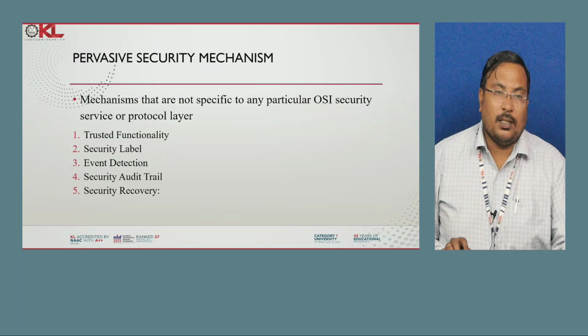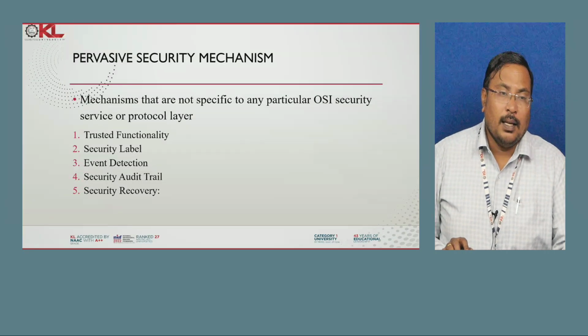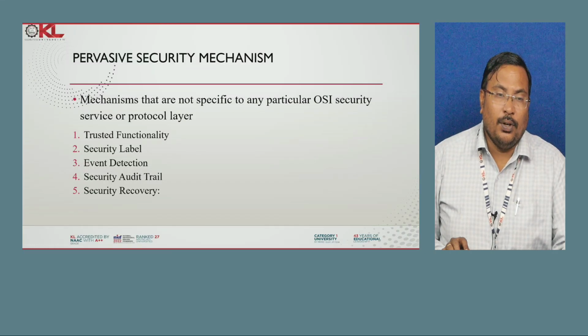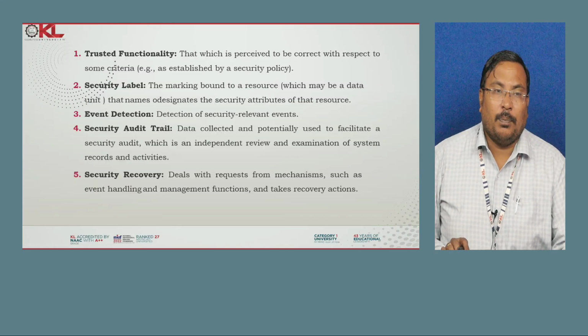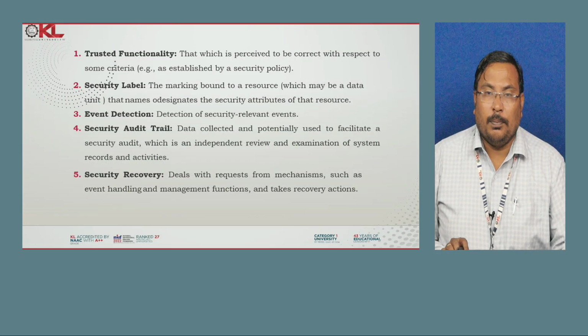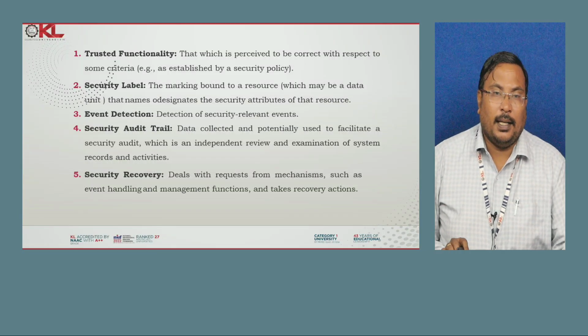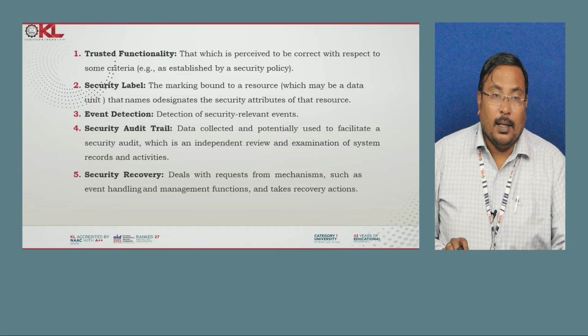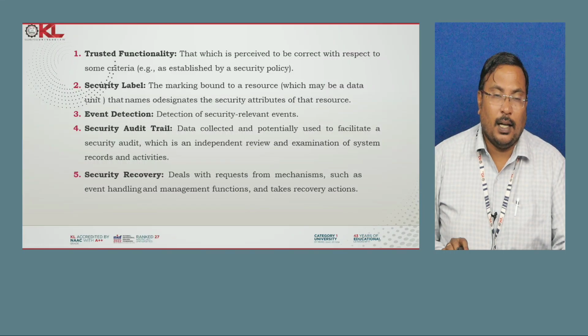Pervasive security mechanisms, there are 5 things: trusted functionality, security label, event detection, security audit trail, security recovery. Trusted functionality: that which is perceived to be correct with respect to some criteria, for example, established by a security policy. Security label: the marking bound to a resource, which may be a data unit, that names the security attributes of the resource. Event detection: detection of security-relevant events.